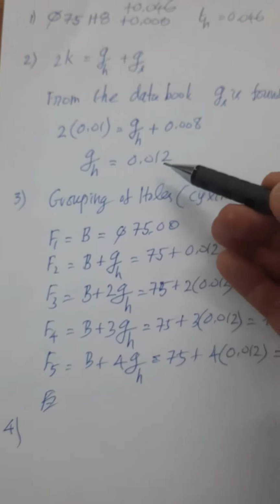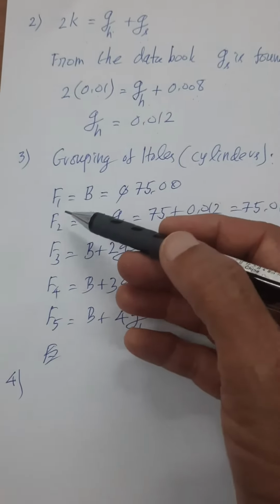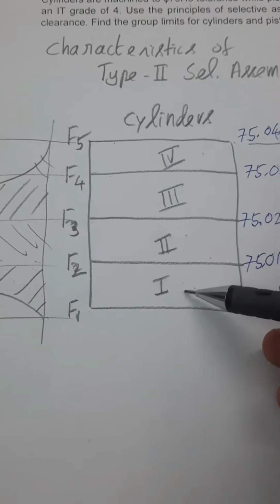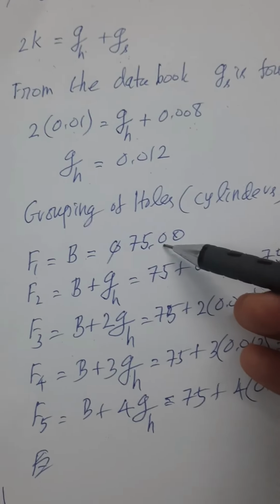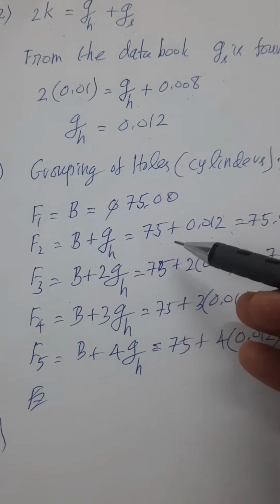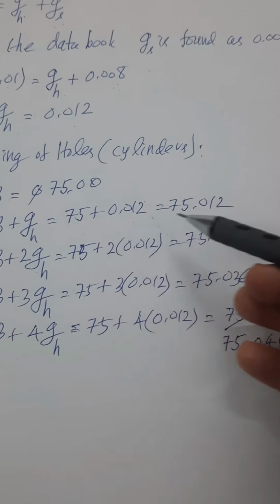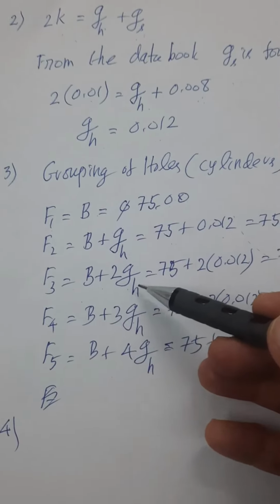Once I know the value of GH, I can start grouping the holes. The basic size or F1 is the lower limit of the first group of cylinders. So F1 value is the basic size of the cylinder, which is nothing but 75. F2 value is B plus GH. The GH value arrived as 0.012. So 75 plus 0.012, you get 75.012. F3 is B plus 2 GH.